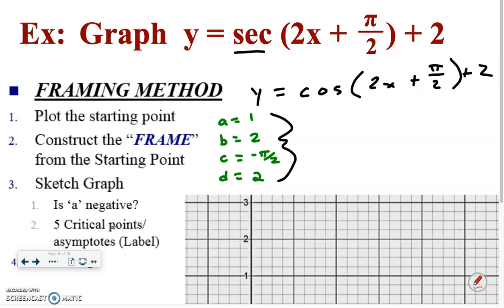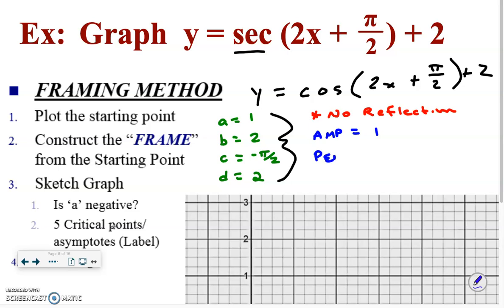In fact, that'll allow us to identify whether or not we have a reflection. So first off, there is no reflection. The way that we know that, again, we focus on A. If A is negative, there's going to be a reflection. But here in this case, since A is positive, no reflection. Next up, the amplitude. Amplitude is just the absolute value of A, so the absolute value of 1 stays with 1.